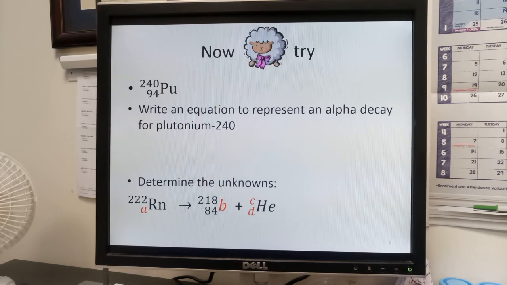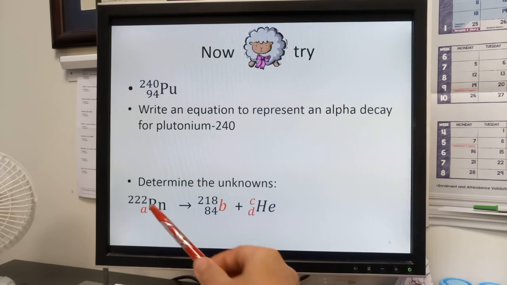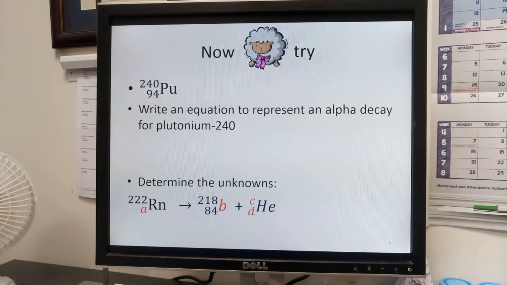Have a look at this slide and have a shot at writing an equation to represent the alpha decay for plutonium-240. Then determine the unknowns for A, B, C and D.